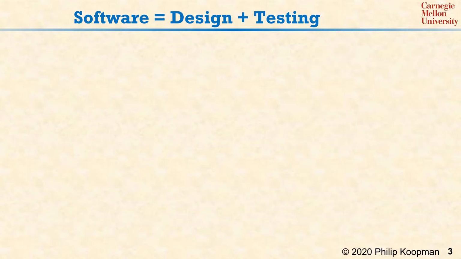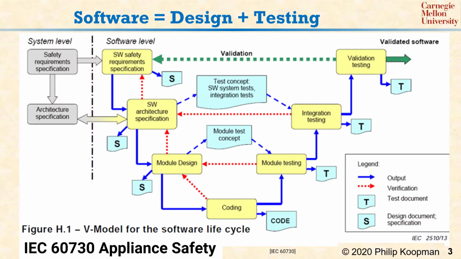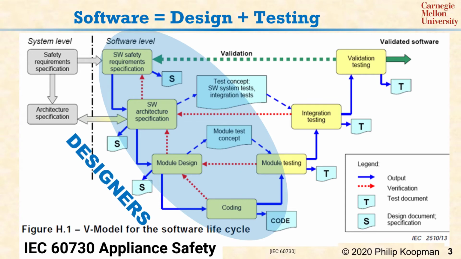Let's start with the topic of design-to-test effort ratio. Creating software is much more than just writing code. Here is a graphic of the V model that is commonly used for embedded software development. The left-hand side is in general design activity and includes requirements, architecture, design, and implementation, which is the part where you actually write the code. The activities on the left-hand side are typically done by designers. The right-hand side is in general testing activity and includes module test, integration test, and validation test.